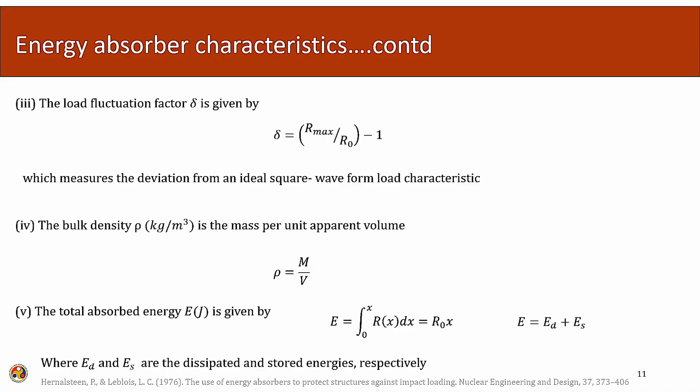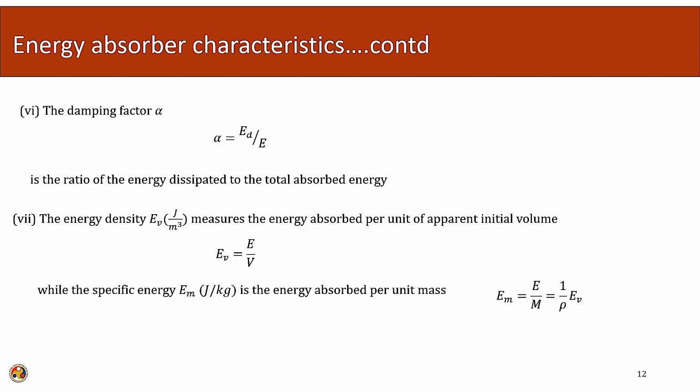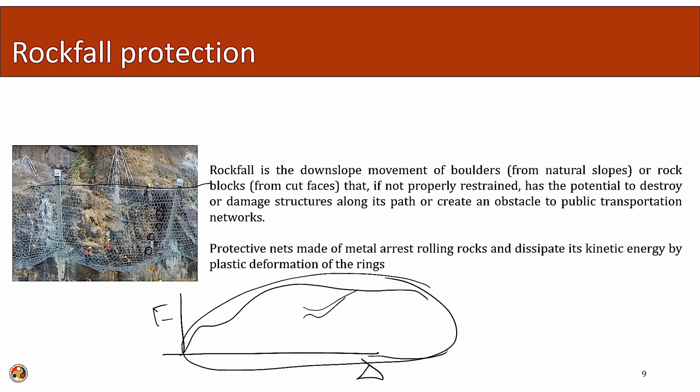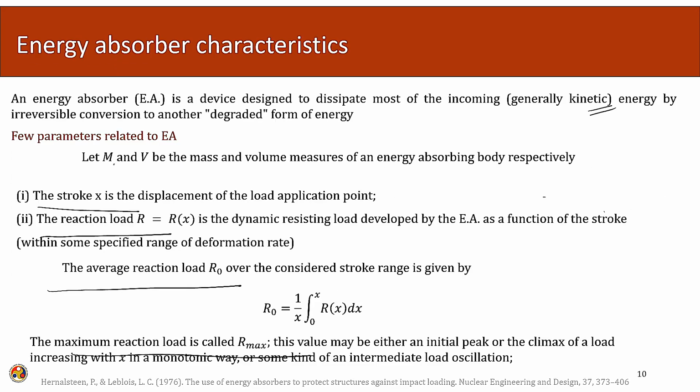So, we will continue with the same thing and we will also be looking into different aspects. The next thing to define is the load fluctuation factor. As we defined in the last class, we defined the reaction load, the average reaction load and the maximum reaction load. We defined the stroke also, and we defined the mass and the total volume measure.